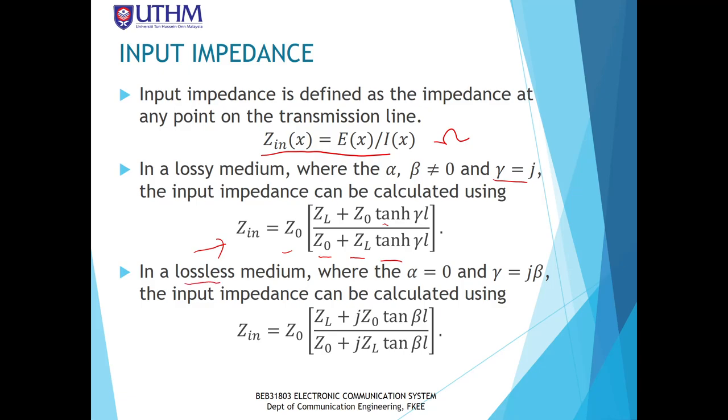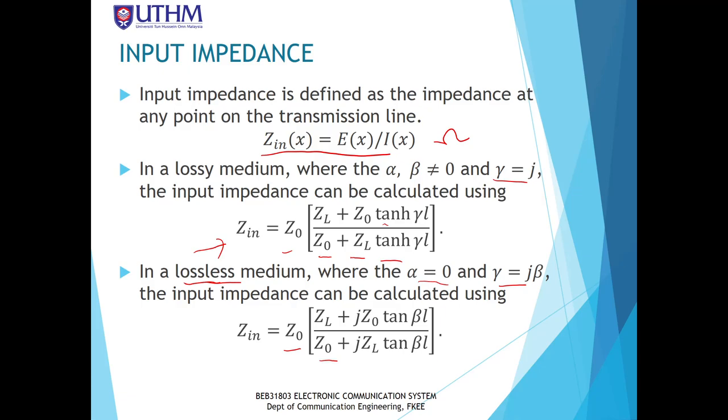In a lossless medium, medium yang tidak ada loss, no loss, alpha is equal to zero, gamma is equal to j beta. So the input impedance can be calculated using ZO in bracket ZL plus jZO tangent beta L, divided by ZO plus jZL tangent beta L.